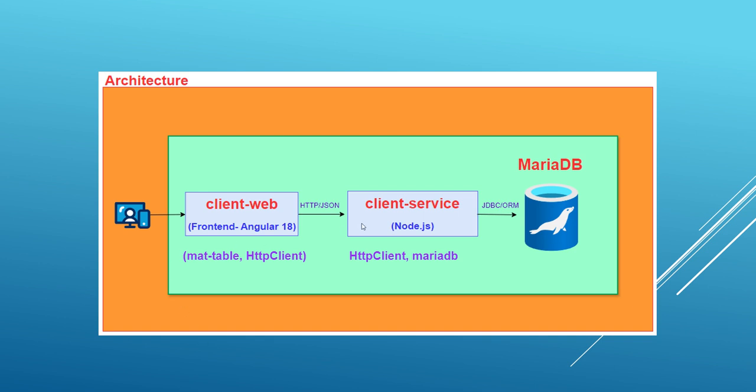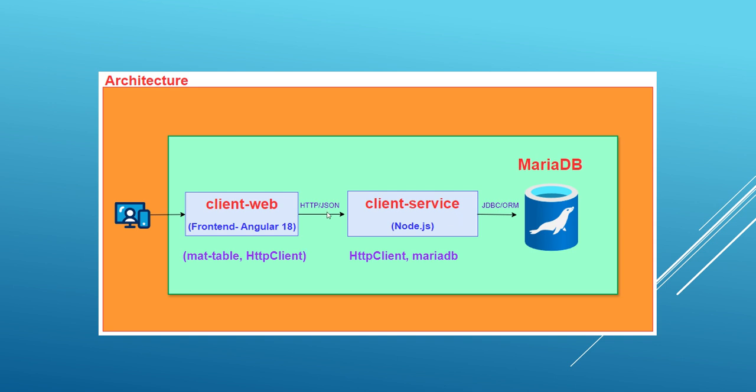So this is the architecture part wherein, on the front end side we are going to create our client web application using Angular 18, and inside that we are going to use an Angular Material table through which we are going to populate the columns and data, and we are going to implement CRUD functionality along with searching, sorting and pagination with the help of this Angular Material table. So this is about the front end side, and we are going to use the HTTP client provider to call the APIs which we are going to write on the backend side. So this is about the front-end client web application which we are going to create using Angular 18.